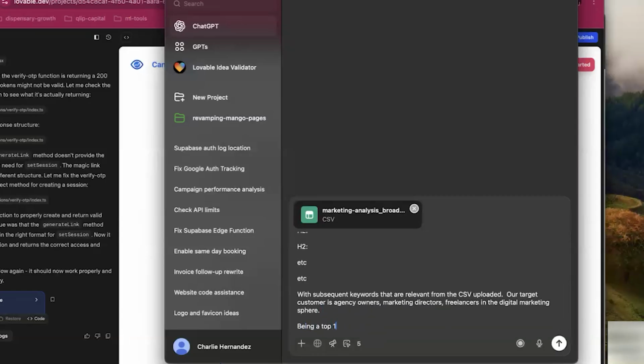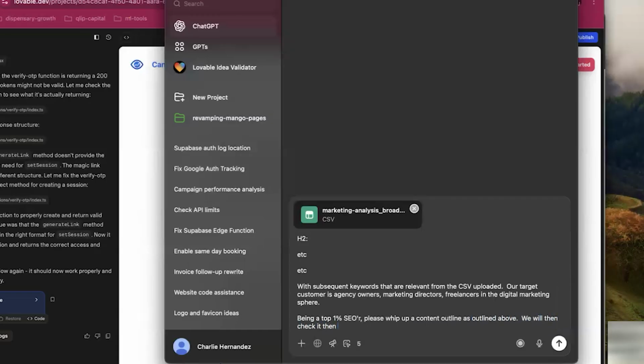Okay. Being a top 1% SEO, please whip up a content outline as outlined above. We will then check it and write content from there. So we're using the outline as the scaffolding of the page. Exactly right. This will be the content.